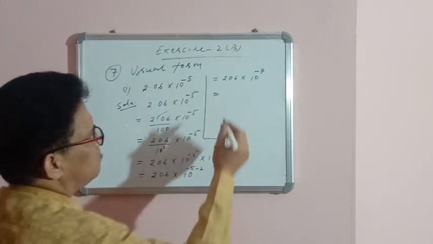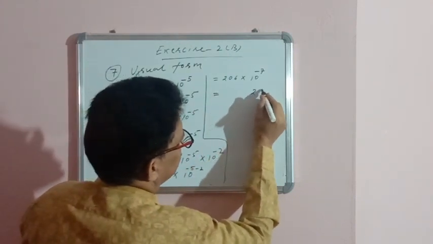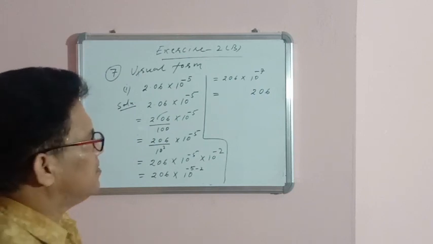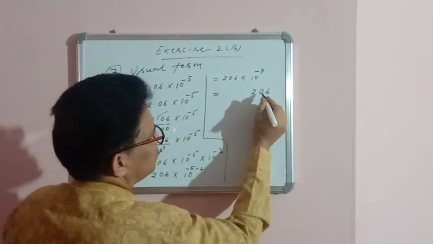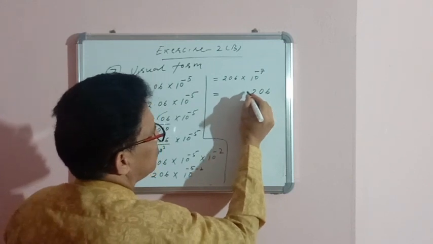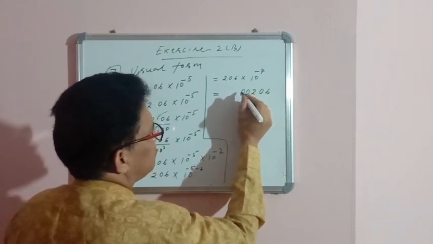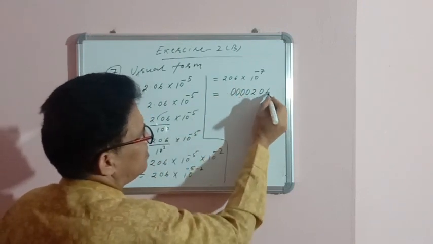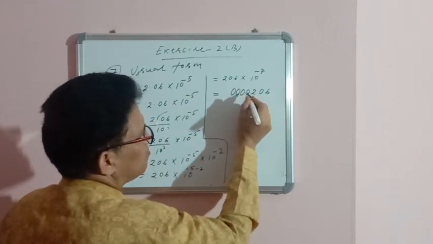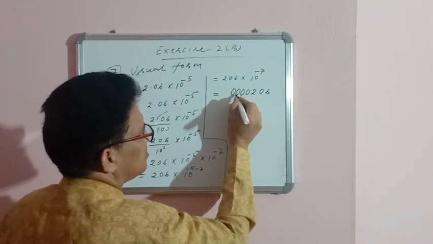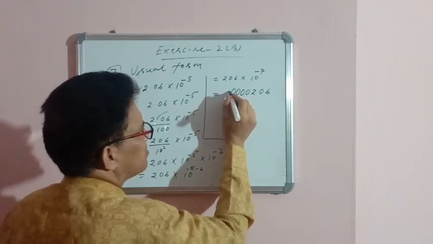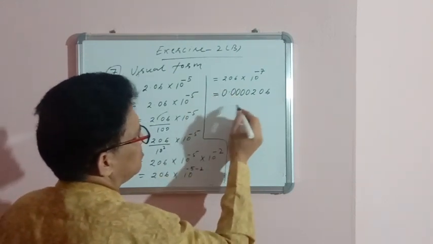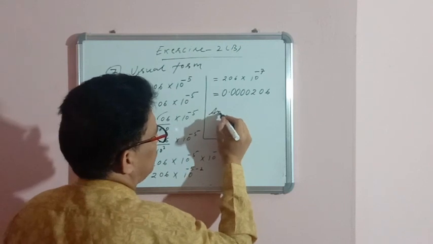So I am writing 206 here. Now I will start counting 7 digits: 1, 2, 3, 4, 5, 6, 7. Then the decimal sign will come here. Then write this as this. So this is our answer in usual form.